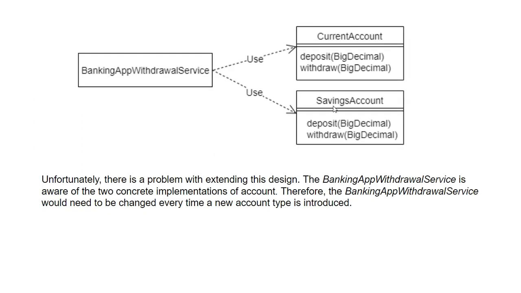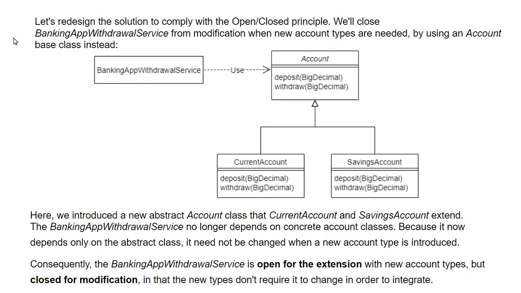If you design like that, then maybe when the next account type comes, again we have to write code in the banking app withdrawal service. But if you rewrite it following the open closed principle, you can create one account interface having two methods, deposit and withdrawal. The current account and saving account classes will implement this account interface and provide the implementation of the deposit and withdrawal methods, right? But what will happen? The principle: close the banking withdrawal service against modification when new account types are needed.